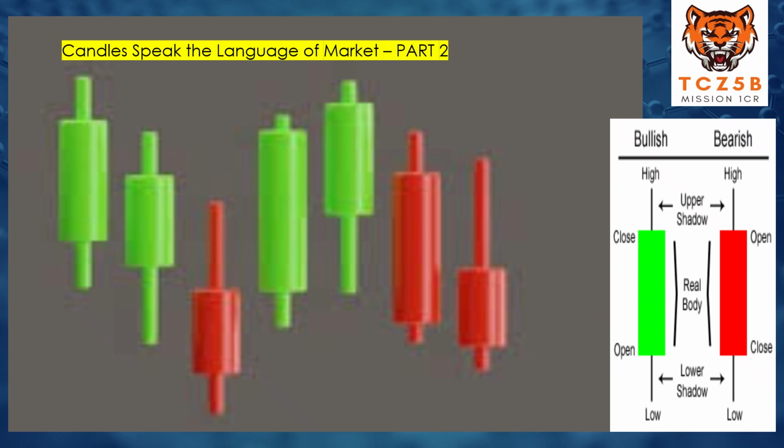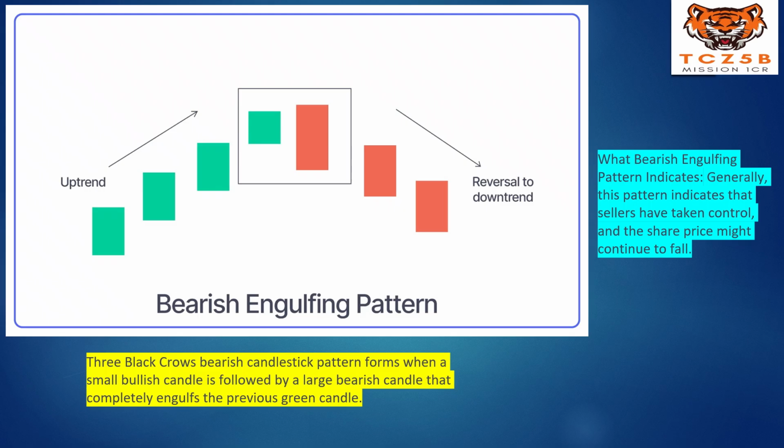So before we jump into the patterns, let's understand one important concept. Every candle has a story. The open shows confidence, the close shows control, the wick shows rejection and acceptance. So let's jump into the patterns.